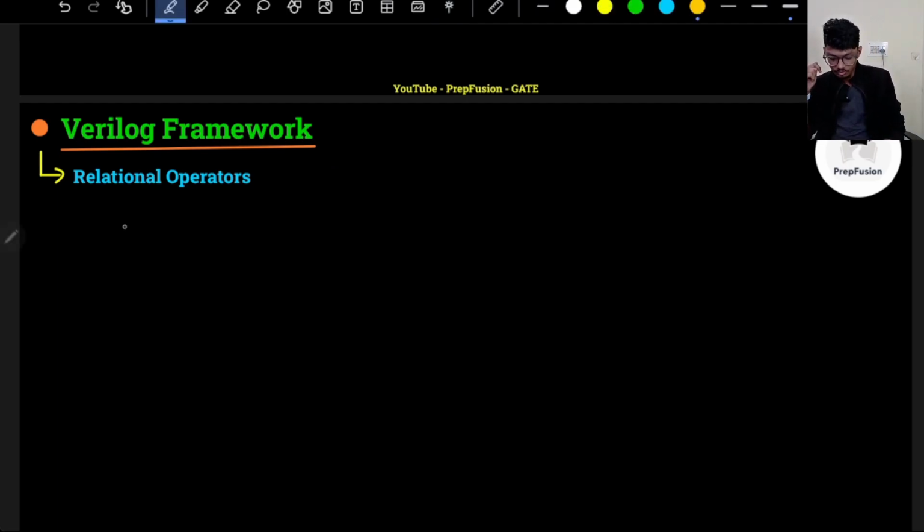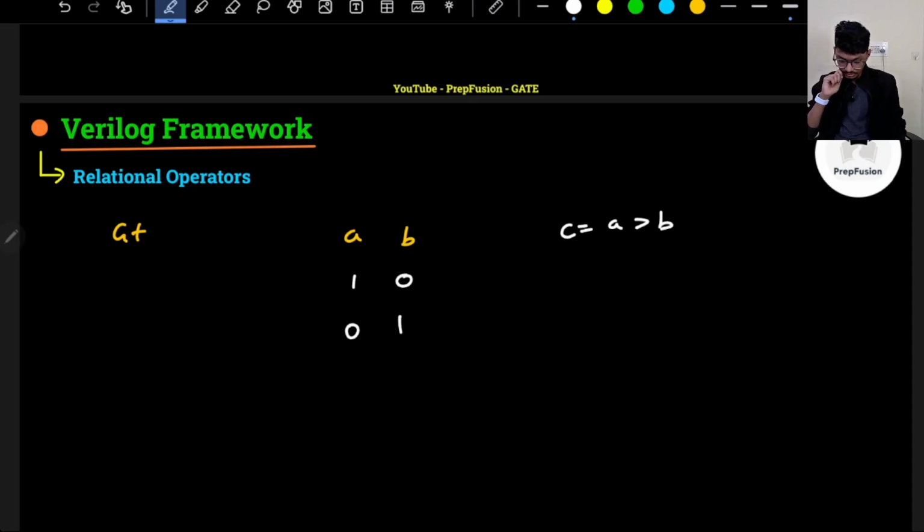So how do I code the greater than operator? If I have two 1-bit numbers a, b, what I observe is if a is 1 and b is 0, then my greater than expression should evaluate to 1 because a is greater than b. So c is equal to a greater than b, and this will evaluate true. If a is 0 and b is 1, then this should evaluate to 0, correct? So how do I code it basically?